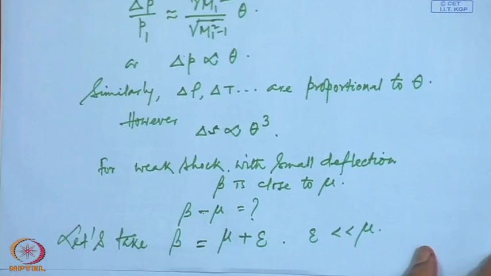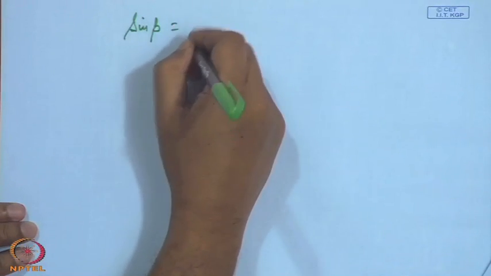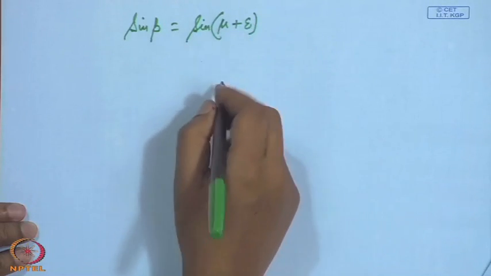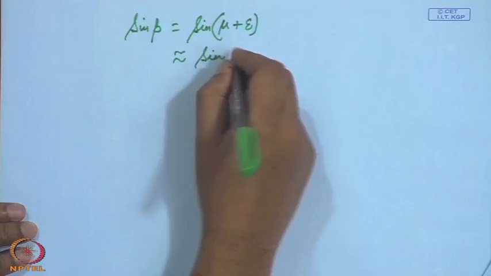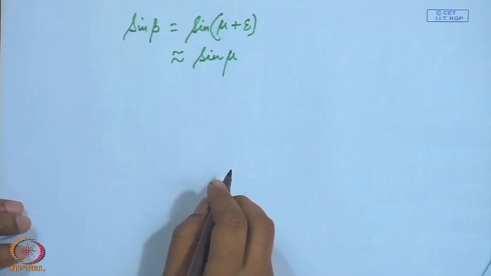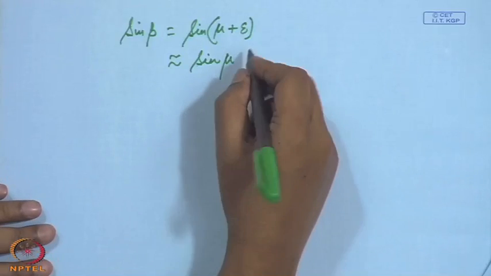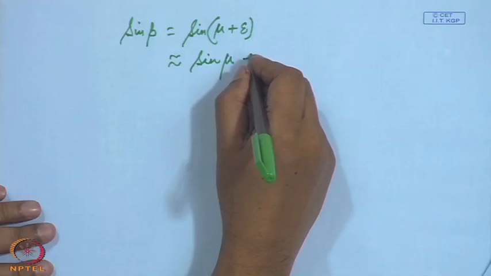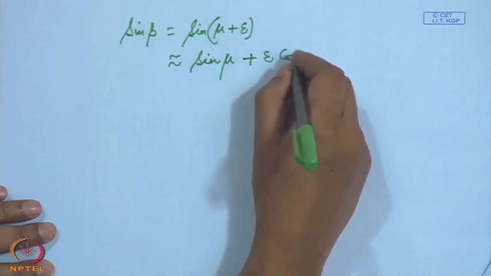The Mach angle, then we have sin beta equal to sin of mu plus epsilon, which is nearly equal to sin mu cos epsilon, and cos epsilon is taken as 1, plus sin epsilon cos mu. Sin epsilon is taken as epsilon and cos mu.